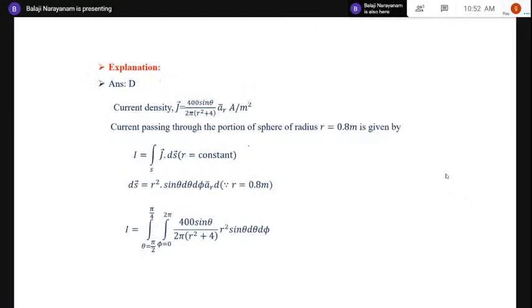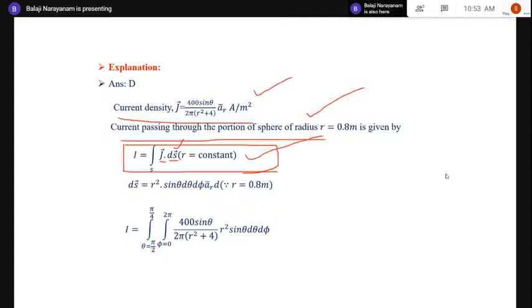So how do you deal with this one? Current density J is given. Current passing through the portion of sphere of radius R is J dot ds within a unit area, your current density multiplied as a J bar. So you need to take here AR bar. What is AR bar? It is along the radial direction.